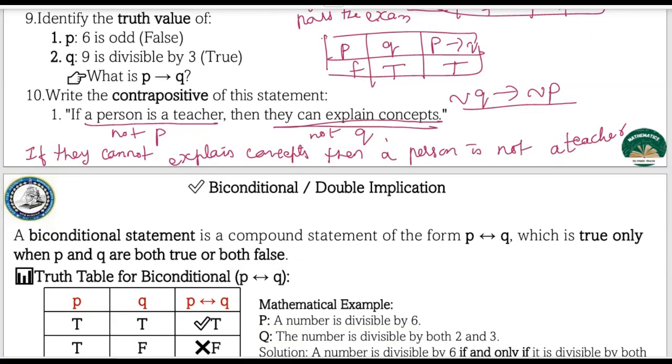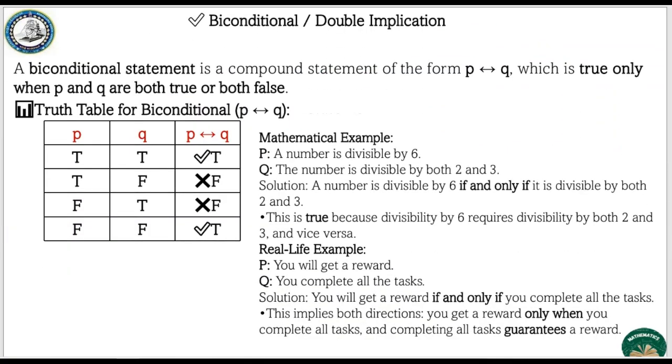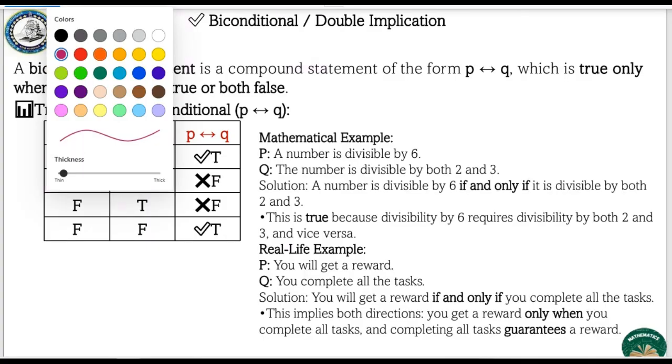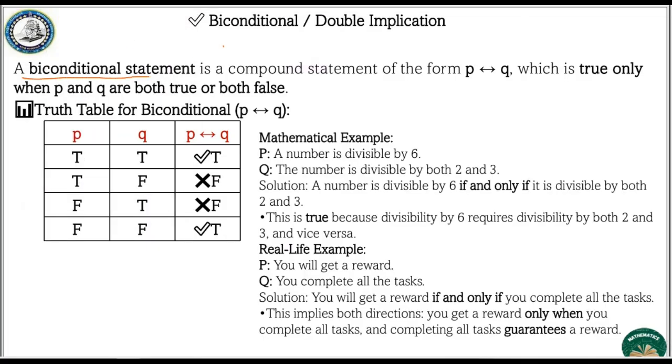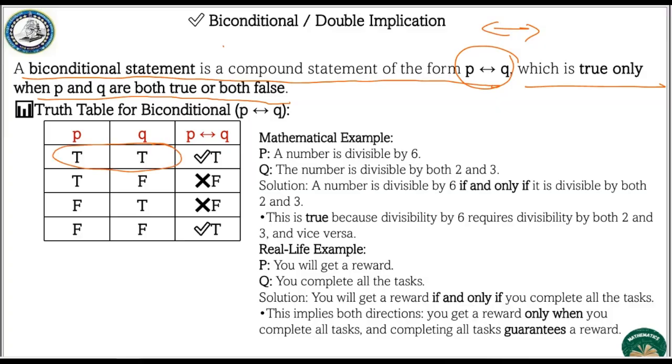So now next one is biconditional or double implication. What is this biconditional? Biconditional is a compound statement of form P double implication Q, that is double arrow mark, which is true only when P and Q are both true or both false. If they have same values, T and T, F and F, it is true, otherwise it is false.